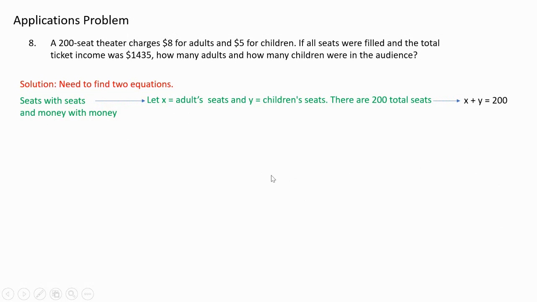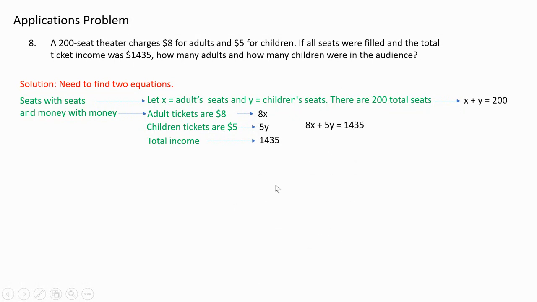Now we're going to do money with money. Okay. So adult tickets are $8. And the X stands for adult seats, right? So it's going to be 8X. And then children's tickets equal $5, right? So children's tickets or children's seats is Y, so this is going to be 5Y. And what was the total income? 1,435. So there's my equation. So it's going to be 8X plus 5Y equals 1,435. I found my two equations.